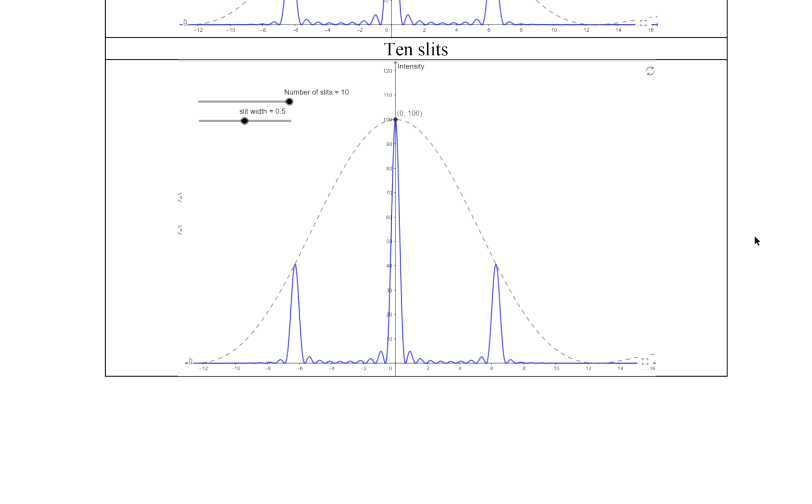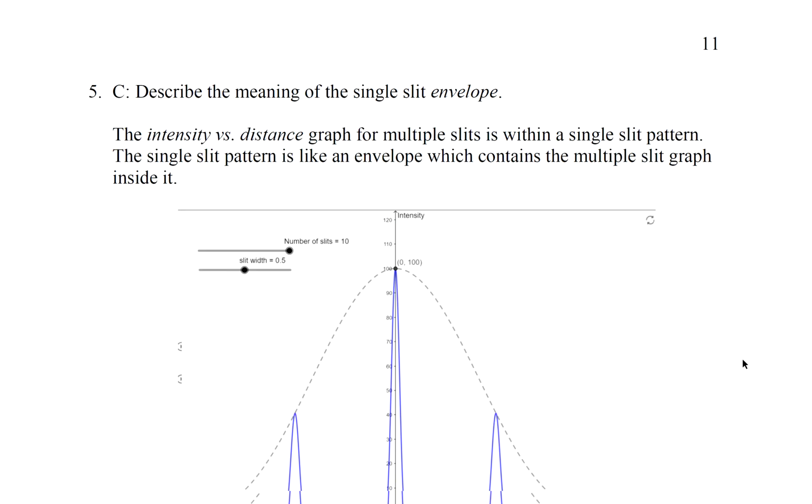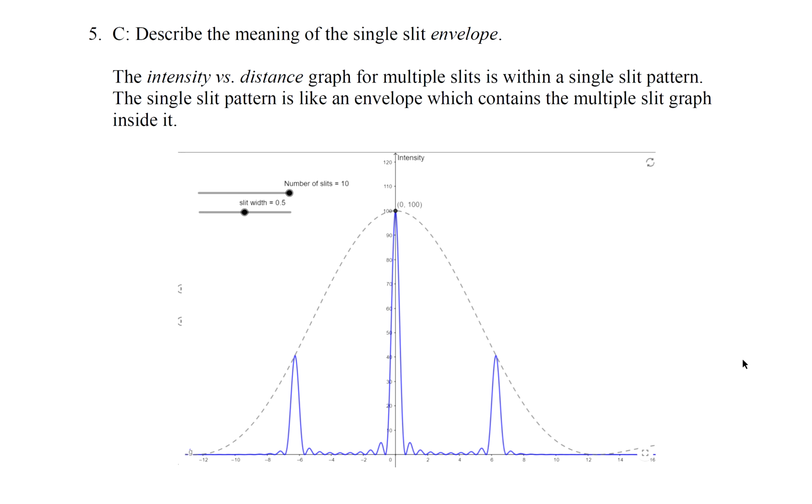Finally, if we have 10 slits, in an earlier video we had 1 slit, then in another video we had 2 slits, and now this is 10 slits. For 10 slits, we have 10 minus 2, we have 8 secondary maxima. So let's describe the meaning of a single slit envelope. It's this dotted line here. The intensity versus distance graph for multiple slits is within a single slit pattern. The single slit pattern is like an envelope which contains a multiple slit graph inside it. So this dotted line is a single slit, and inside it we have the multiple slit pattern.